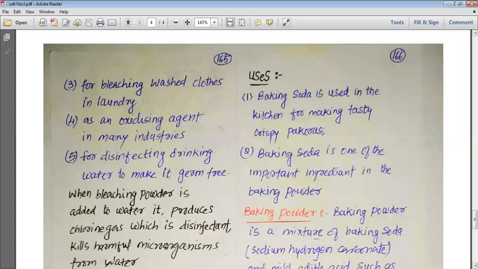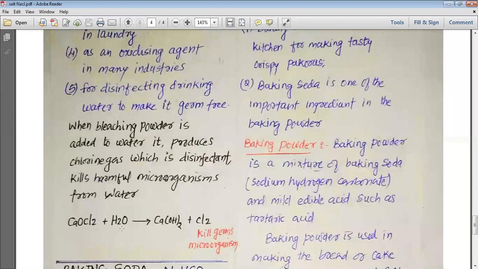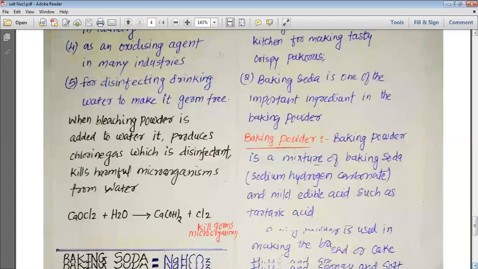Why does bleaching powder make the water germ free? Because when bleaching powder is added to water, CaOCl2 plus H2O, it produces Ca(OH)2, and as you can see, chlorine is produced. This chlorine kills the germs, and that is why CaOCl2 or bleaching powder is used for sterilizing water or for making the water fit for drinking purposes.